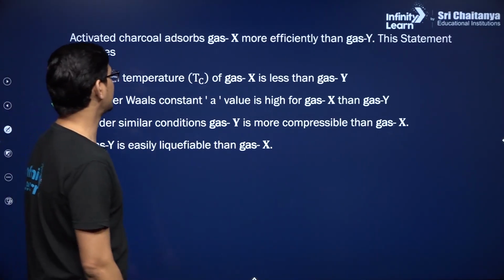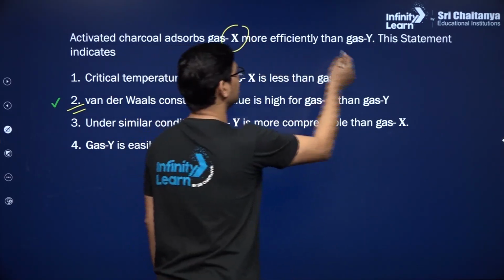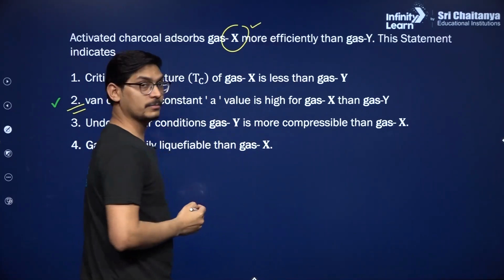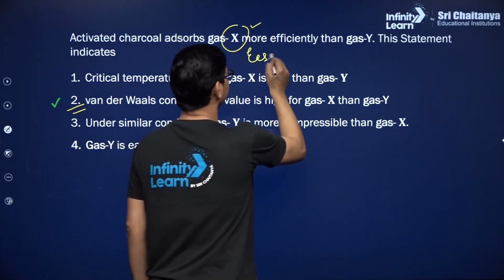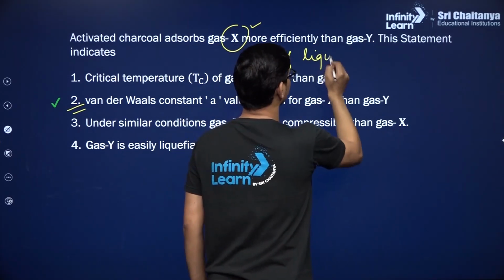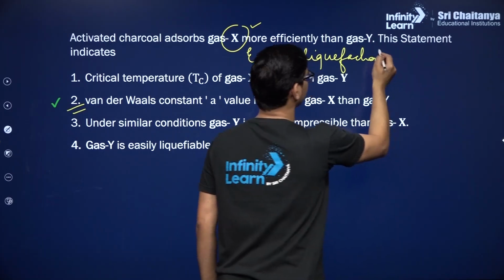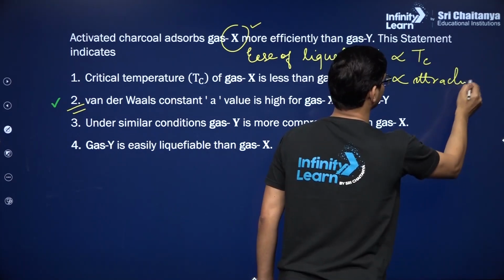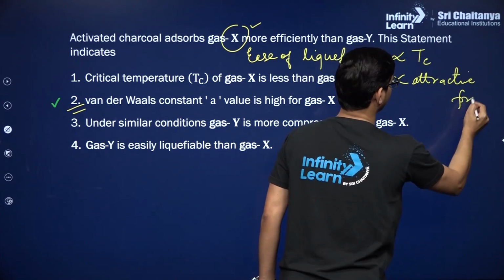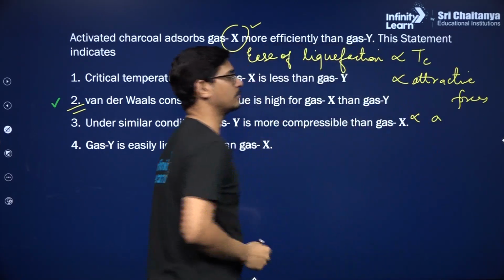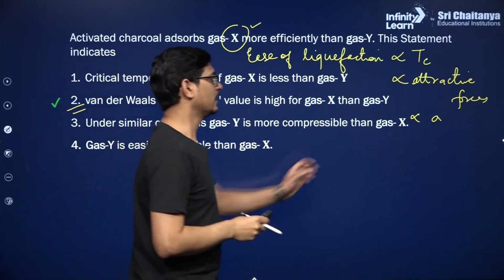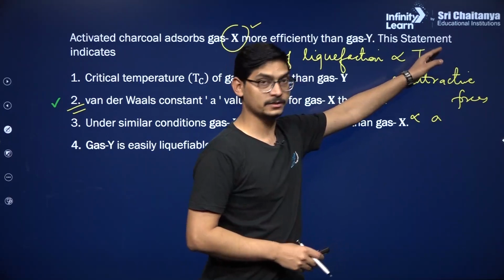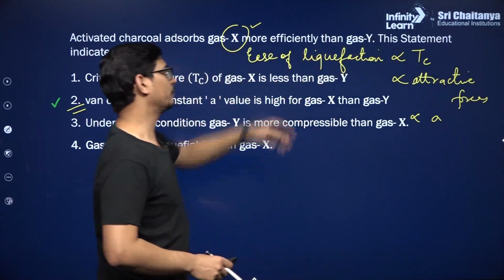How? Let's see. Activated charcoal adsorbs gas X more efficiently than gas Y. That means the attractive forces are more in gas X. Now remember that the ease of liquefaction, critical temperature, attractive forces, and the van der Waals constant a, they all are directly proportional to each other. That means a gas which has a higher value of van der Waals constant a has stronger attractive forces, it would have a higher critical temperature as compared to the other gas, and it would be easy to liquefy.